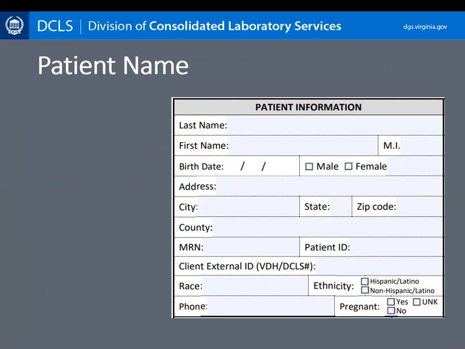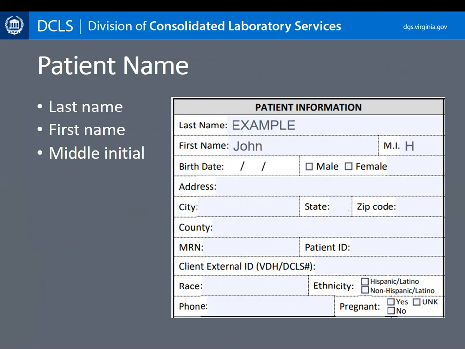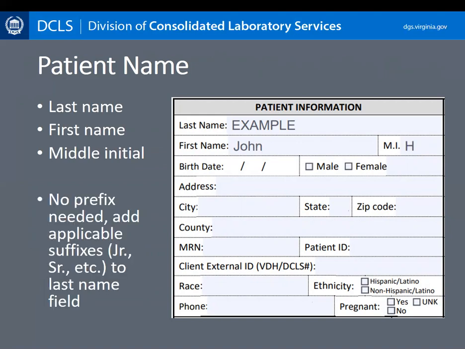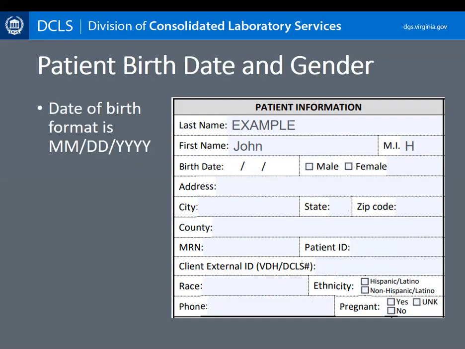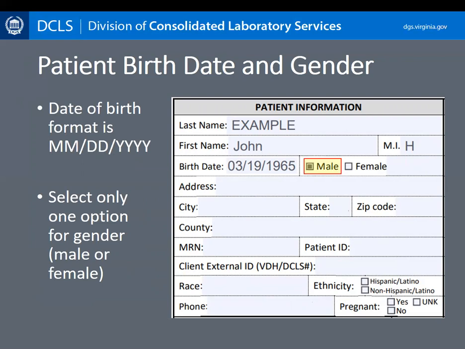In the first section, you will collect the patient last name, first name, and middle initial. No prefix is needed, but add any applicable suffixes such as junior or senior to the last name field. The patient date of birth provides their age. The format for completing dates on this form should be the conventional 2-digit month, 2-digit day, and 4-digit year. Select only one option for gender, male or female.